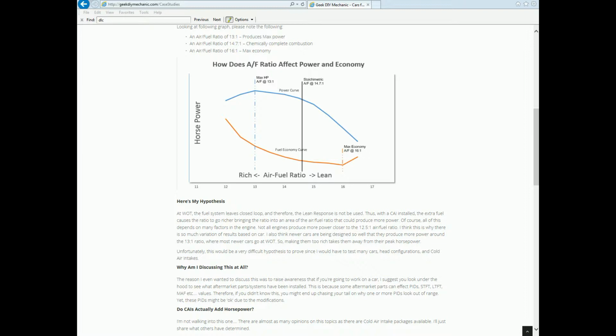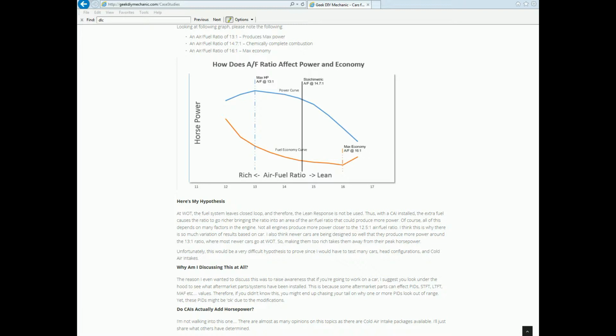To understand what I think is going on, let's look at the air-fuel ratio graph to see how it affects power and fuel economy. In the middle is stoichiometric. This ratio allows the combustion process to be as thorough as possible. This makes sense. This is where modern computers try to keep the exhaust air-fuel ratio, since it allows the catalytic converter to be most efficient.